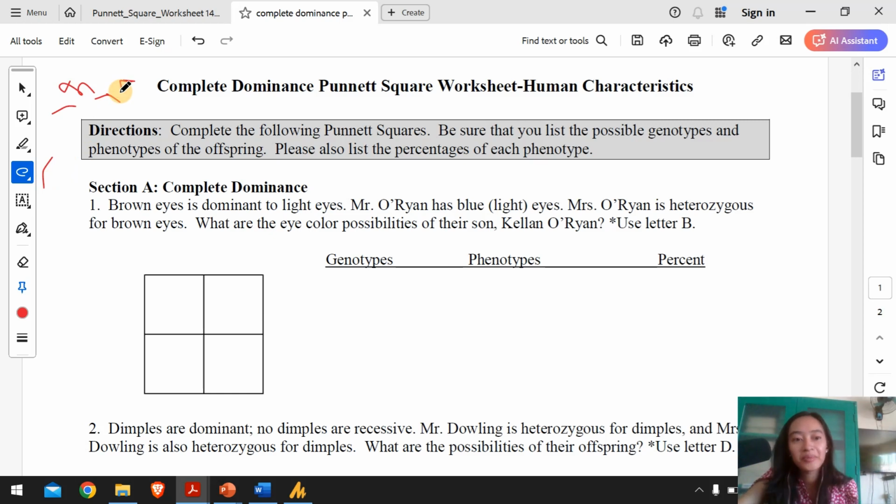Okay, so brown eyes is dominant to light eyes. Mr. Orion has blue or light eyes. Mrs. Orion is heterozygous for brown eyes. What are the possible eye colors of their son, Keelan Orion? Use letter B. If we have the big letter, it will be the dominant one. So, blue, light eyes. Brown, yes, if letter B, because that is the dominant one, brown.